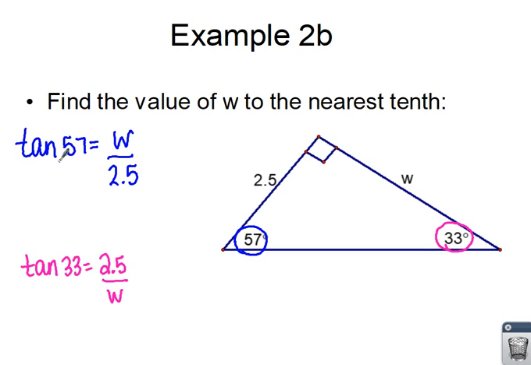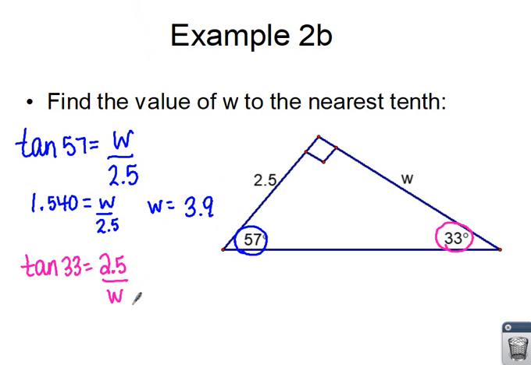So up here, if I hit tangent 57, I get 1.540 when I go to 3 decimal places. Because this is 1.5398, so that kicks it up to 1.540. Okay? And then you multiply both sides by 2.5, and you get 3.9.